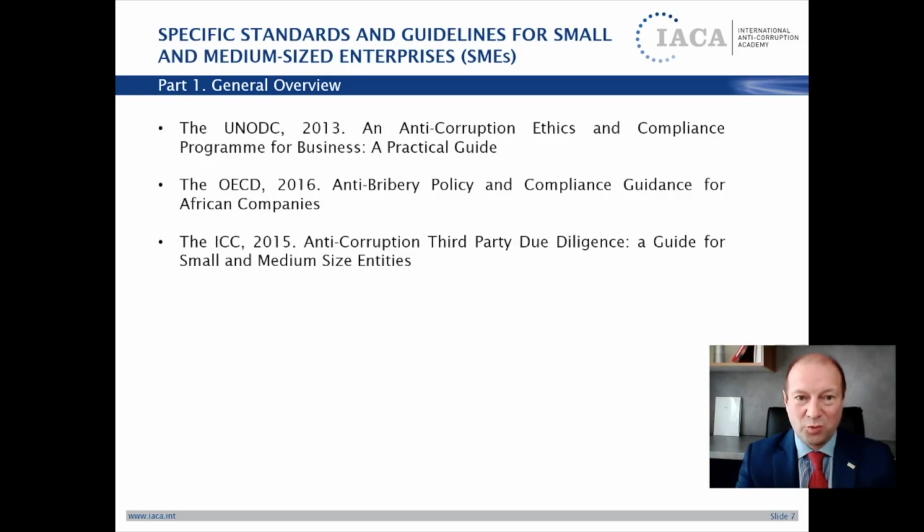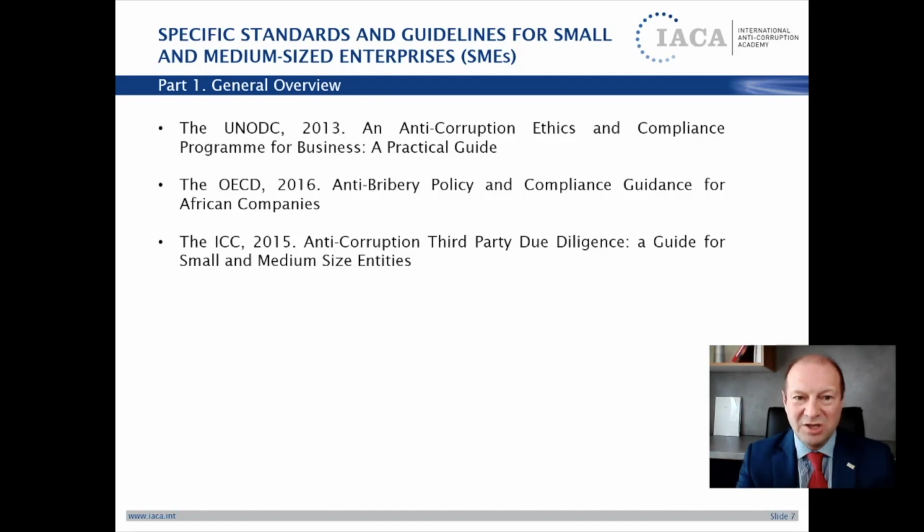Probably some of you will be surprised, but only 3 standards and guides consider specific needs and realities of small and medium-sized enterprises. In 2013, the UNODC published a practical guide, An Anti-Corruption Ethics and Compliance Program for Business. And in this guide, there are special provisions for SMEs after each chapter.